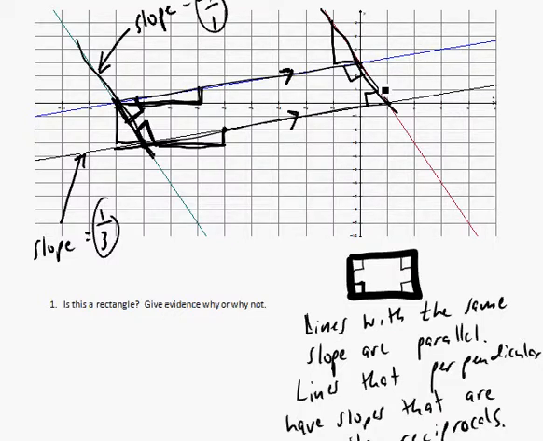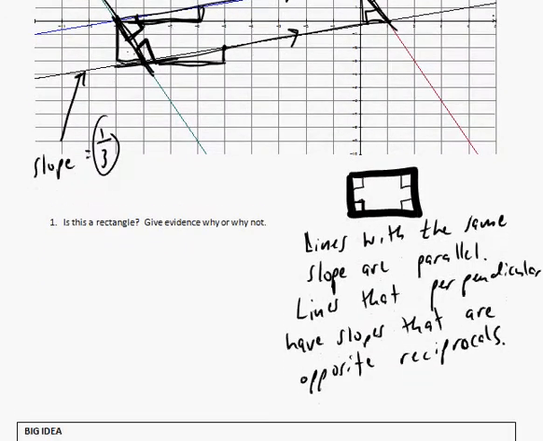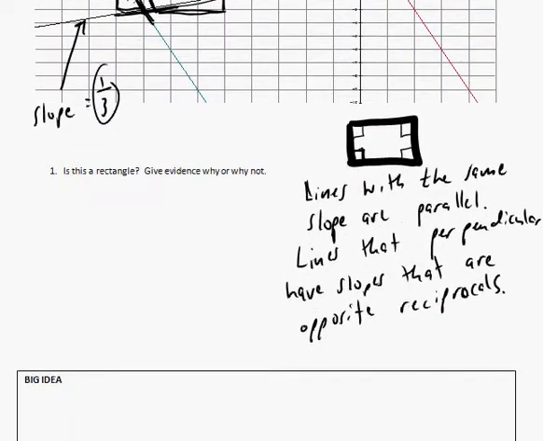We can also see that the opposite sides are not only parallel, but they're also congruent, because if we go down 3/1, and this segment over here, down 3/1, that means those two segments would have to be the same length. And by a similar argument, we could say that these would have to be congruent. So, is this a rectangle? Yes, it is.